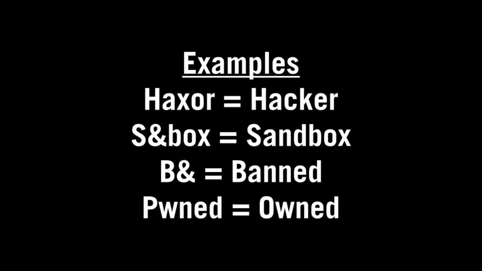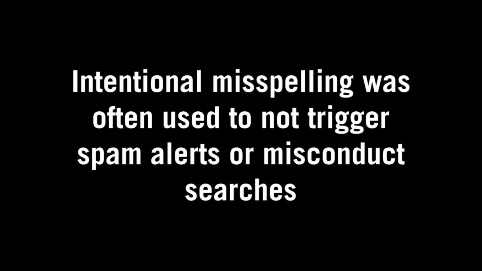Some examples. The XOR spelling began to replace words that ended with ER, so words like hacker started to look really different. Symbols were also used, like the ampersand, which is pronounced and, it changed words like sandbox, which started to look really different. Or the word banned, as in you've been banned from this group. Another popular word is pwned, which stems from owned, something you might say when you win a game or an argument. You've been pwned. Sometimes intentional misspelling was used to not trigger spam alerts or misconduct searches. So if there was something you didn't want to trigger one of those flags, you would come up with another way to spell it. So for example, hacker.